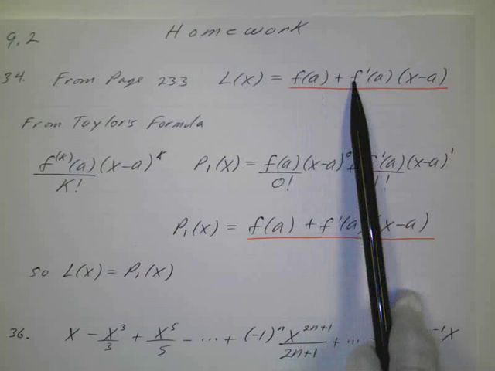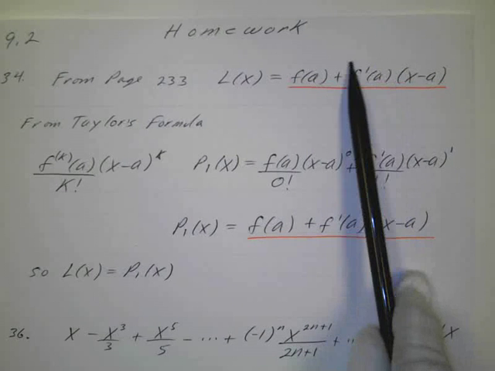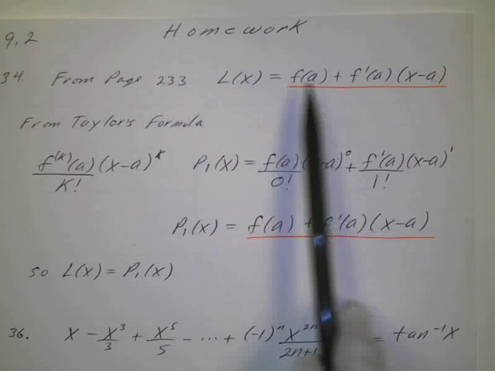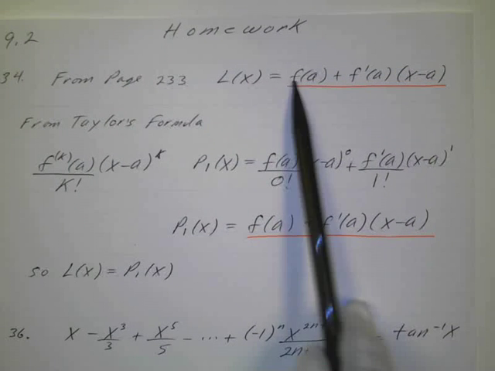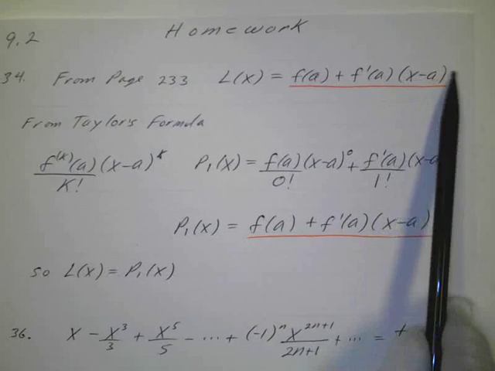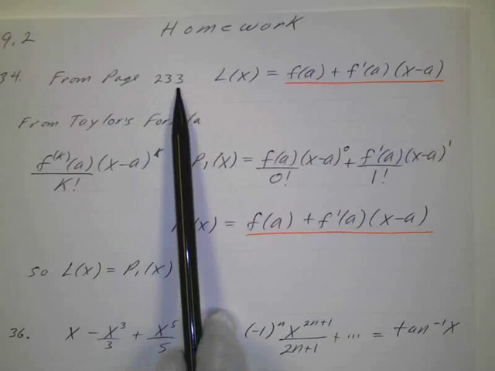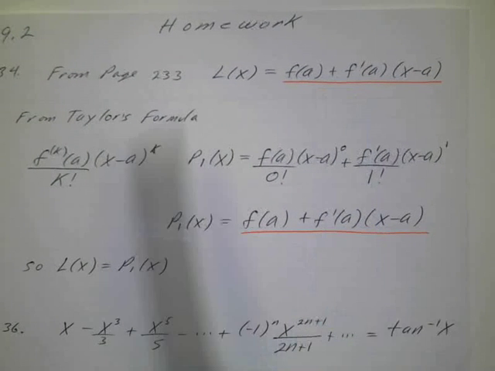The linearization is f prime of a, that's your tangent, and this is just the equation of the line. We just put the f of a over here. We leave it in terms of f. So it's f of a plus f prime of a times x minus a. That's the definition. If you look over again on page 233, you see L of x.